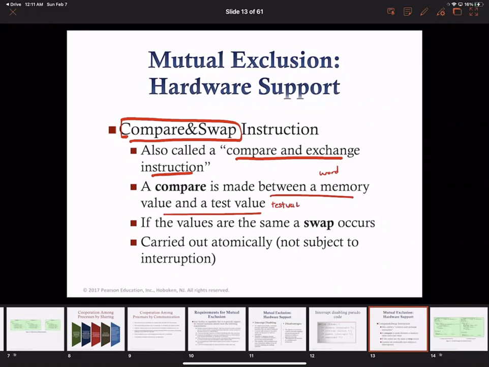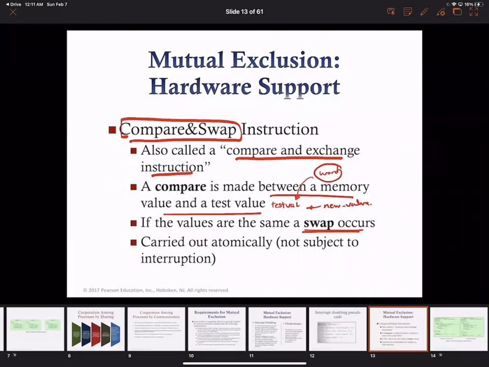If you compare the memory location's current value to the test value and they match, it is replaced with the new value. So there's a swap operation that will take place. Otherwise, it is left unchanged. And the old memory value is always returned. Thus, the memory location has been updated if the return value is the same as the test value.